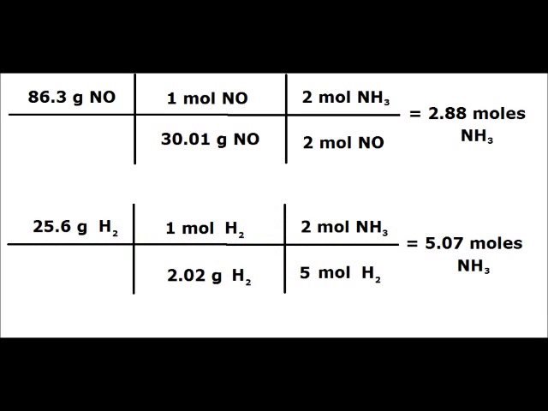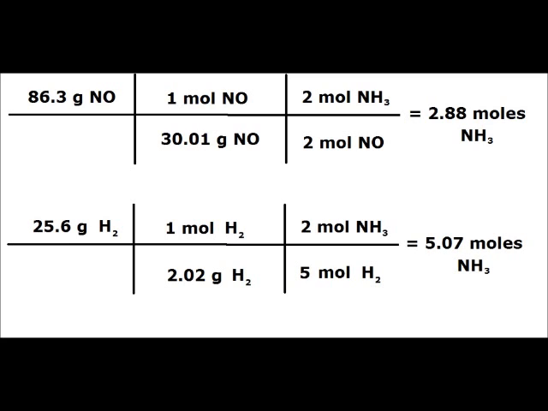Okay, so welcome back, and hopefully you were able to follow along with this process. To start with, I want to compare the nitrogen monoxide and the hydrogen gas. I was told that I had 86.3 grams of the nitrogen monoxide. If I go to the periodic table and I add up nitrogen and oxygen, I get 30.01 grams for my nitrogen monoxide, and that's for every 1 mole. So that's how I start this.